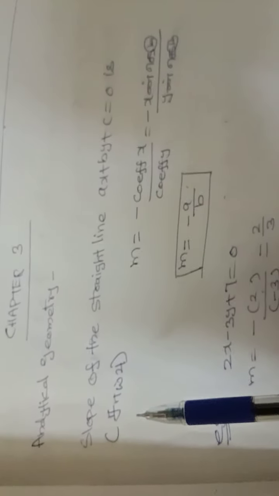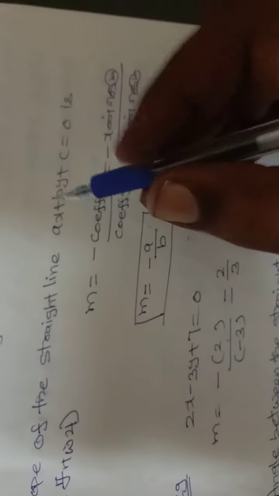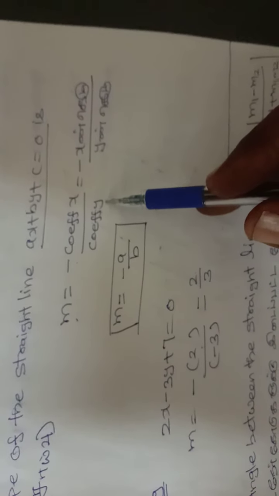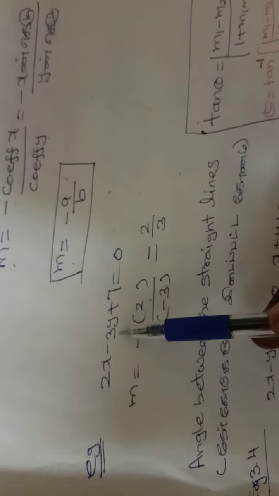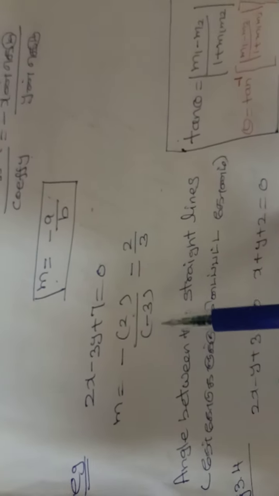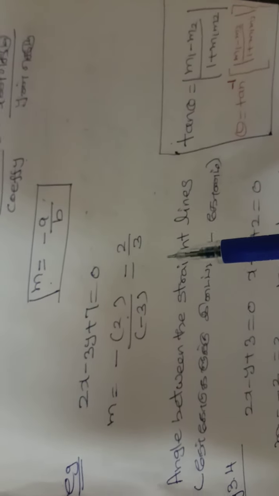So here we are going to study some points. Slope of the straight line ax plus by plus c equal to 0 is. So when the line is given, how to find the slope? m is equal to minus coefficient of x by coefficient of y. So m is equal to minus of, what is the coefficient of x? a. This is b. So minus of a by b. Example also given here. 2x minus 3y plus 7 is equal to 0. So what is m? Minus of this 2 by minus 3. Therefore this is 2 by 3. Now question is given here.